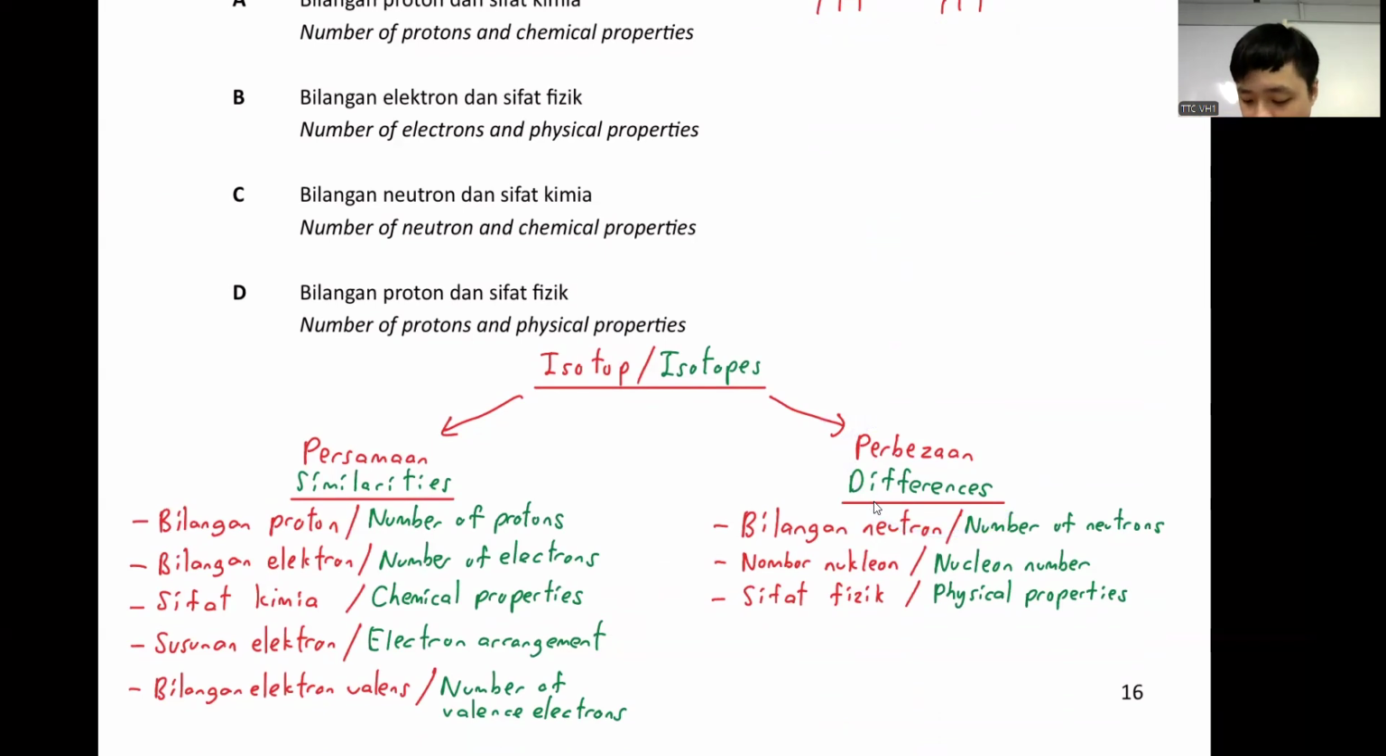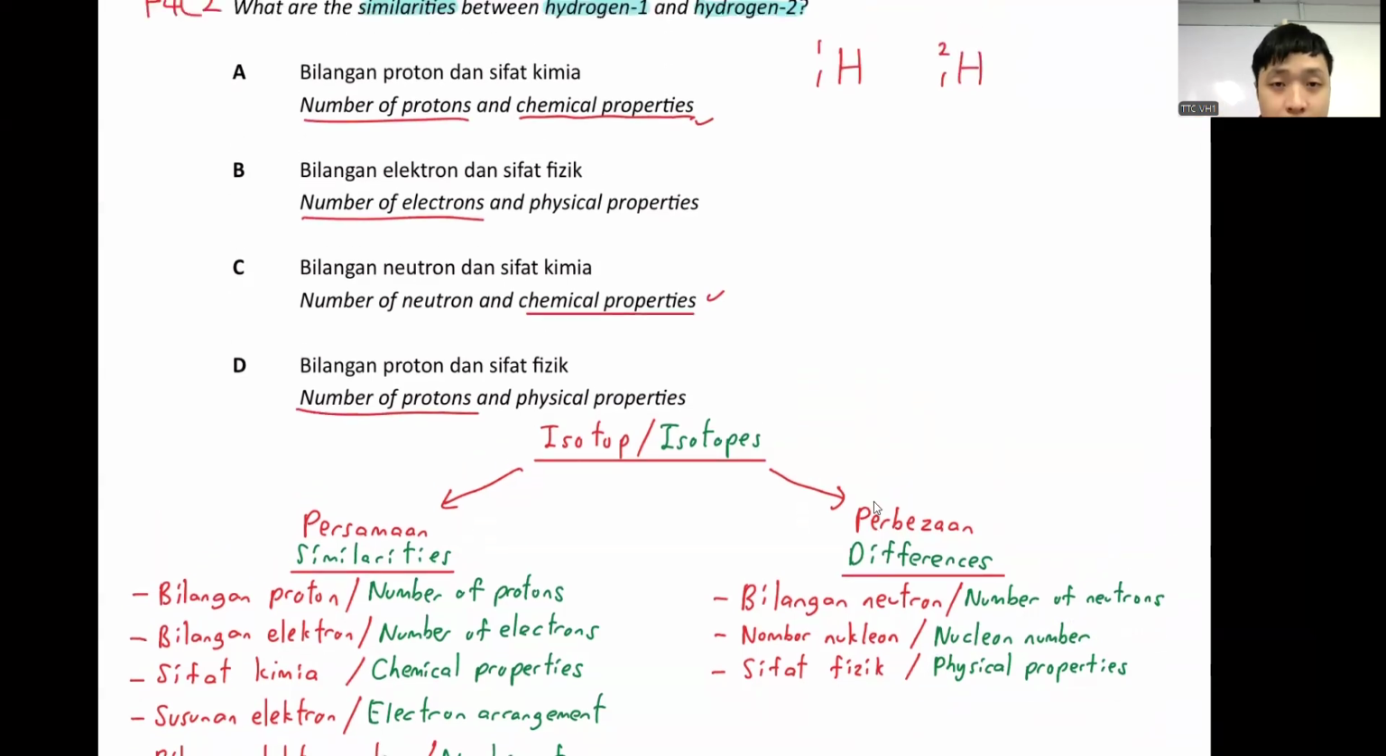Okay, so in this case, they have the same chemical properties, same number of protons, same number of electrons. Different number of neutrons, different physical properties. So it means chemical can be only A and C. Proton, electron are the same. So the best choice is A.